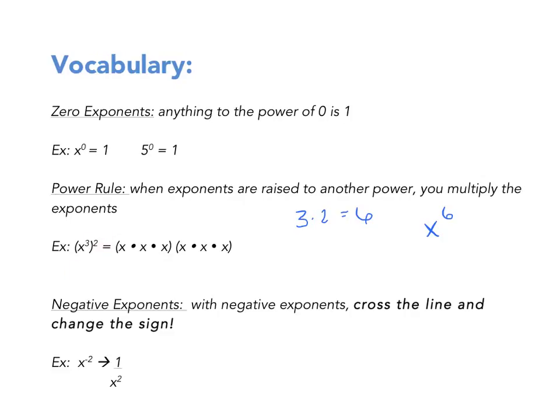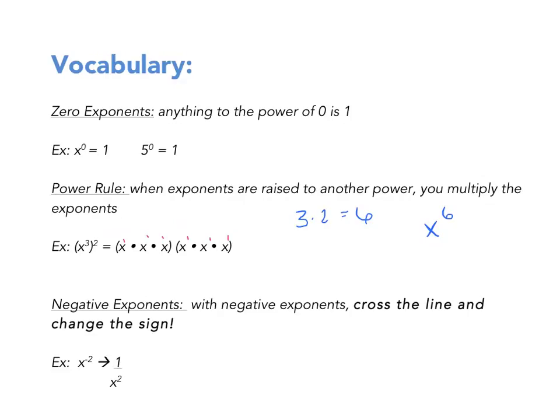So when we square something, we multiply it by itself. If we were cubing it, we would multiply it by itself 3 times. So x to the third is this right here, and we're just multiplying that by itself. So if we were to add up all these little 1 exponents that are there, there's 6 of them. So when you have a power to a power, you multiply the powers.